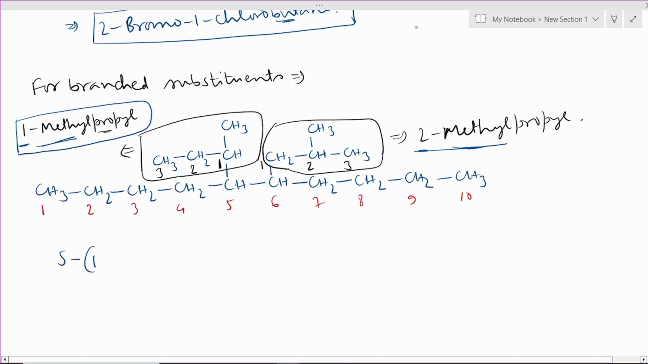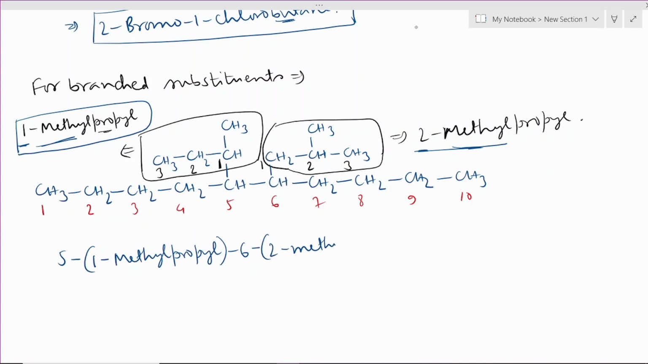5-(1-methyl propyl)-6-(2-methyl propyl) decane. As the parent chain contains 10 carbon atoms, the word root will be dec. So it is 5 1-methyl propyl 6 2-methyl propyl decane. As this prefix contains the lowest locant, it precedes the other.